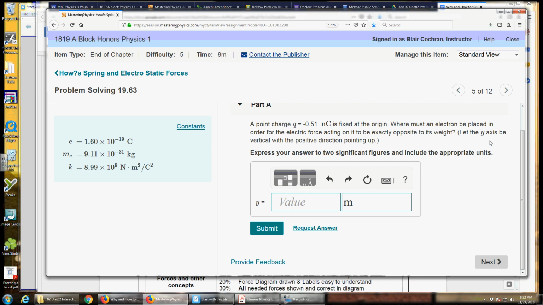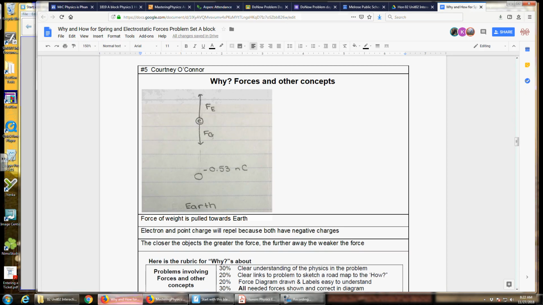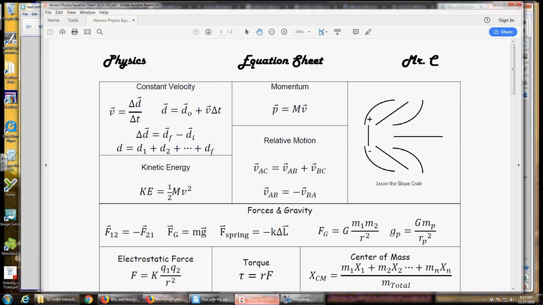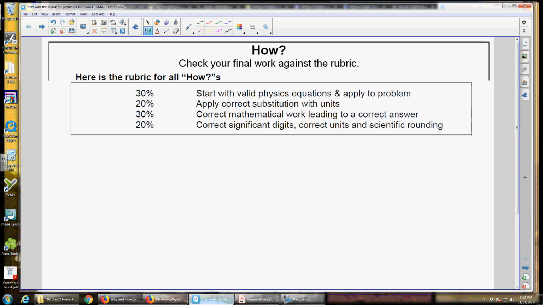Just as a reminder from yesterday, this was our Y, which had that nice force diagram that Courtney did. Alright. So I'm going to start off with going to my equation sheet and pulling out my electrostatic force and my weight equations.